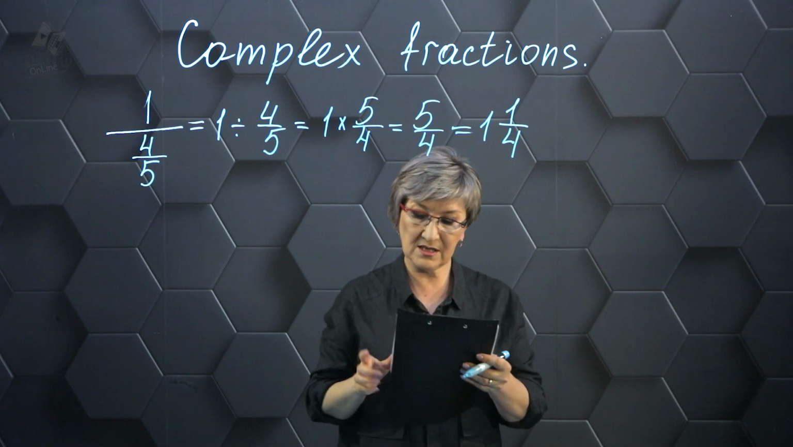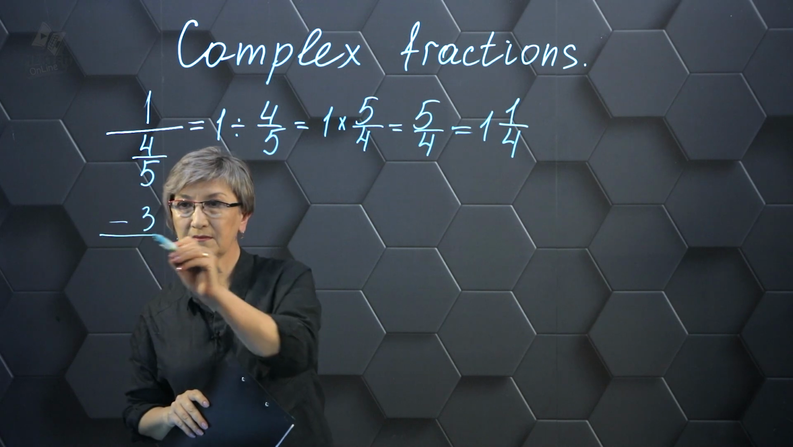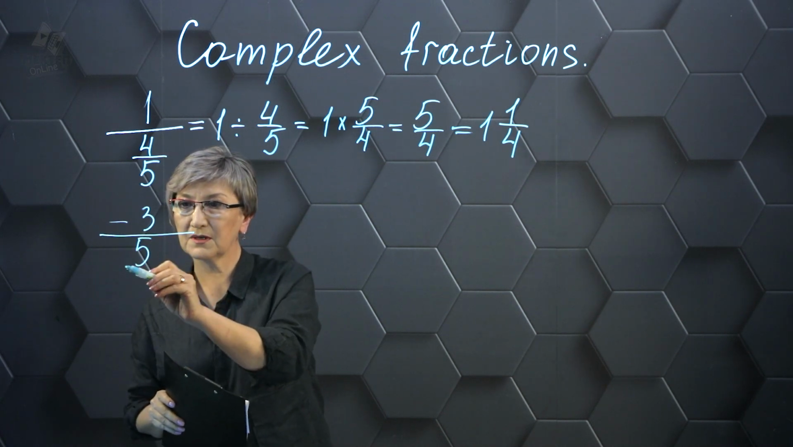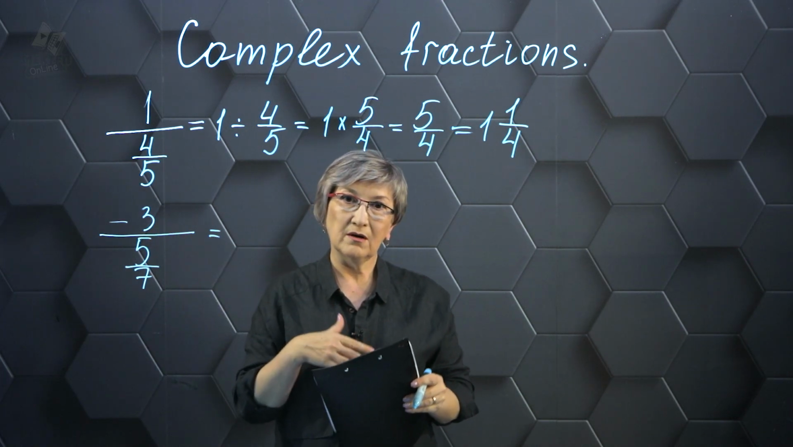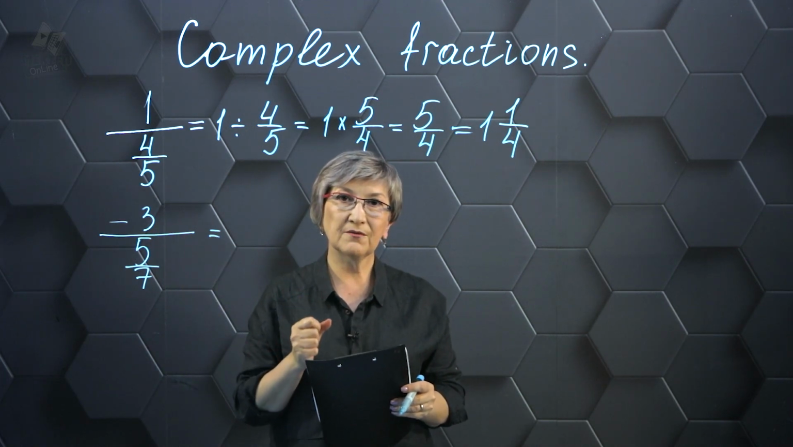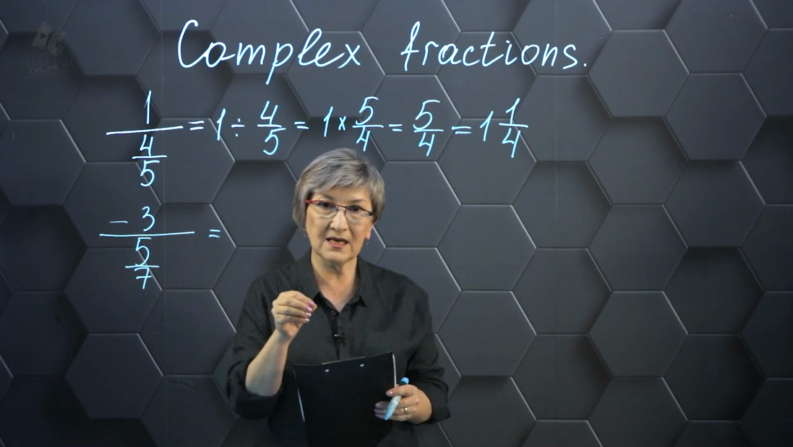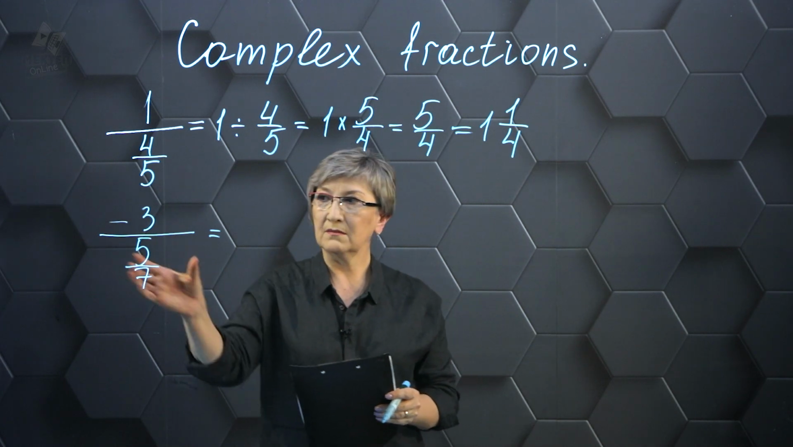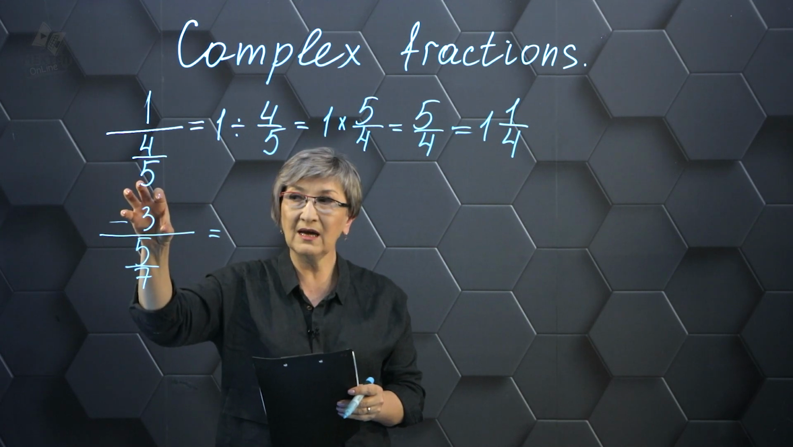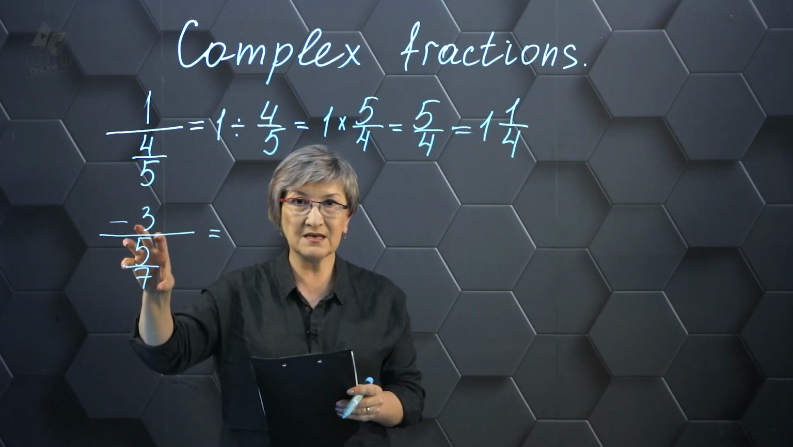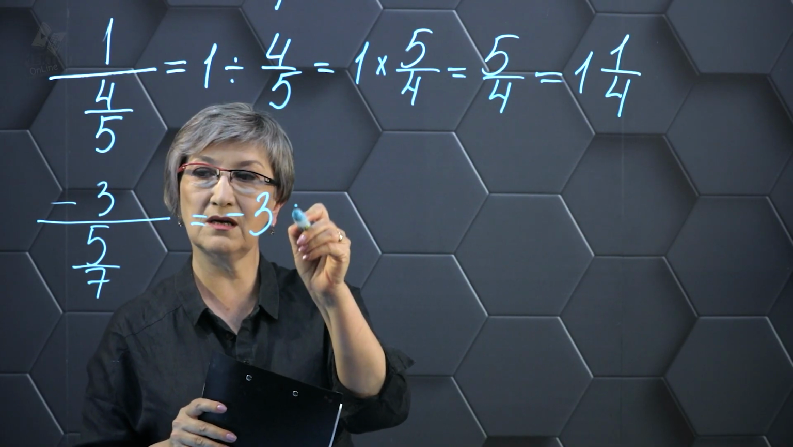Let's look at another example. Let's write down the following. A complex fraction: -3 over 5/7. And in order to write this fractional number in a different form, we look at the fraction line. Which of these fractional lines is more important? It is clear that it is the fractional line that stands out to us. Then the number -3 is the numerator, and the number 5/7 is the denominator. And then we say that we must divide -3 by 5/7.